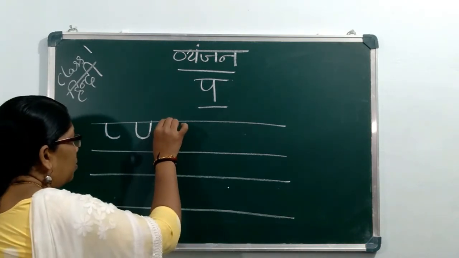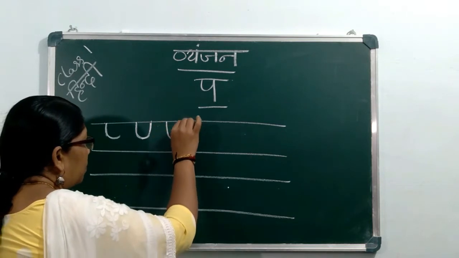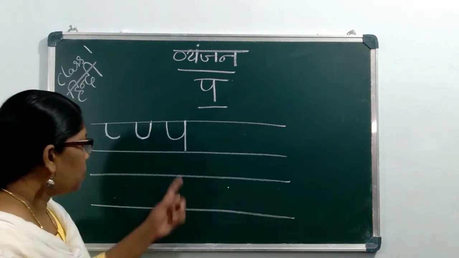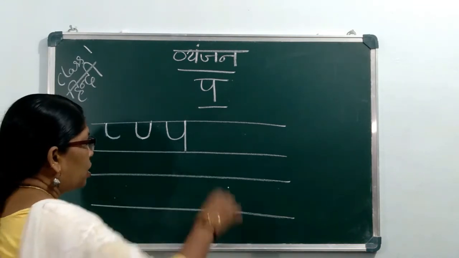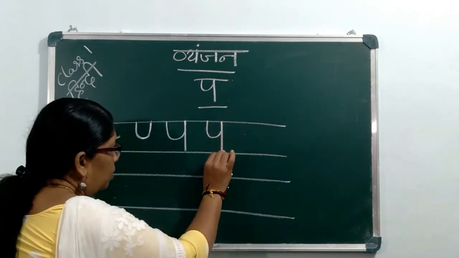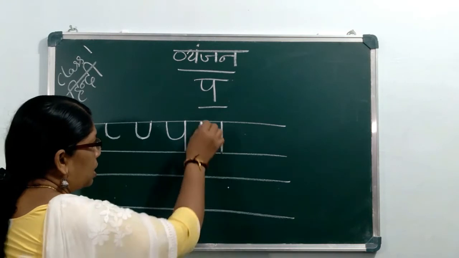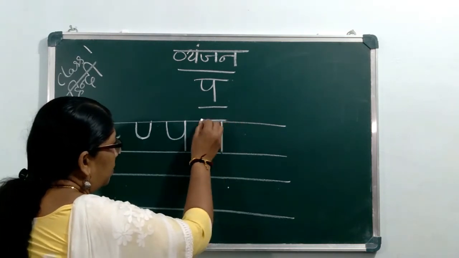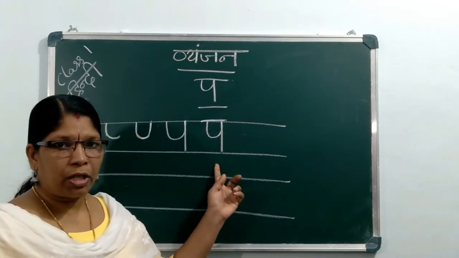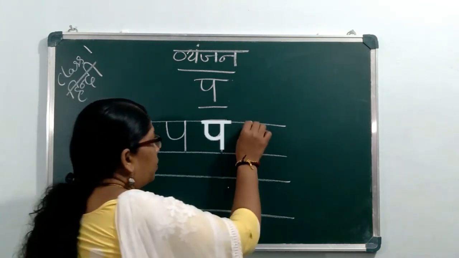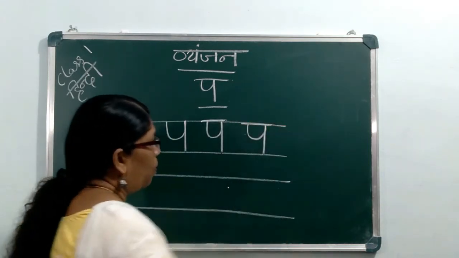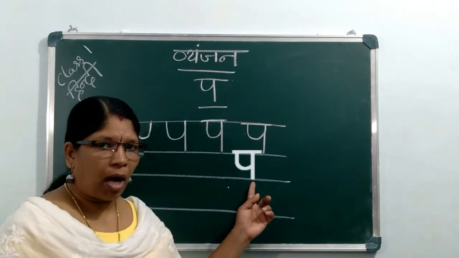Then the next step is to draw down through the line. This way. And one more step is to draw this straight line to touch both lines and draw over here. Then it will be read as pa. Which letter is this? Pa. How will we write? Once again, draw over here. This letter is pa.